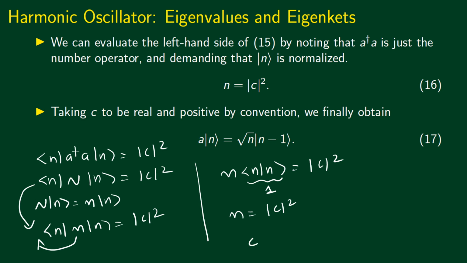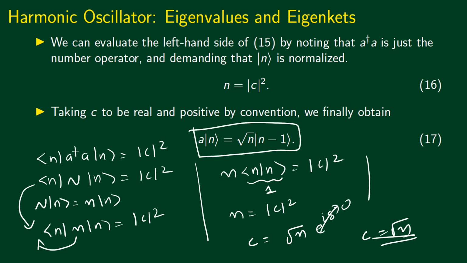This means that C can be written as square root of n, and there could be a pure phase factor of the form e raised to i delta. But since this does not change the normalization of the state, we can choose to drop this, and write C is equal to square root of n. Finally, we have A acting on ket n is equal to square root of n multiplying ket n minus 1. This is the relation between the state A ket n and the normalized eigenket ket n minus 1. We shall be using this in calculations.